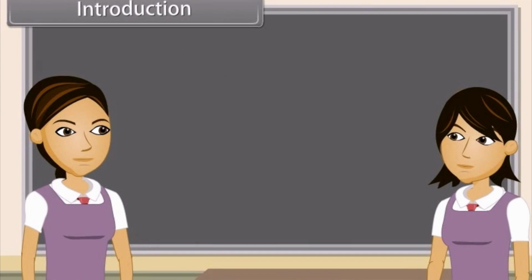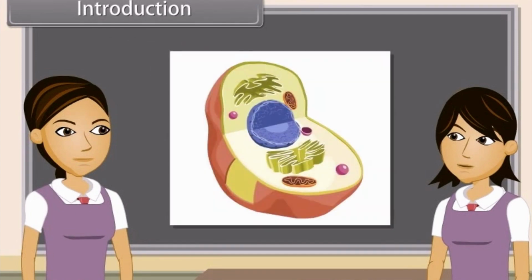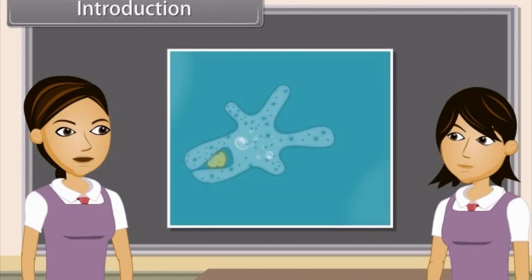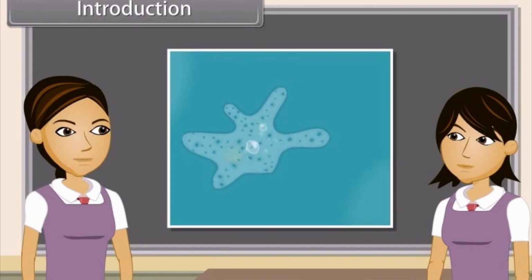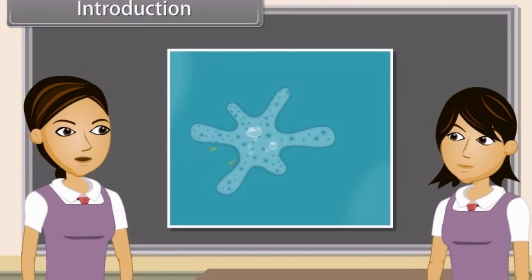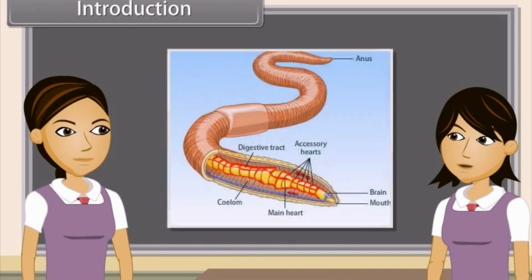Introduction. We know that the cell is the structural and functional unit of life. Do you know what it actually means? It means a single cell can perform all basic functions of life. For example, movement, intake of food and respiratory gases, respiration, excretion.